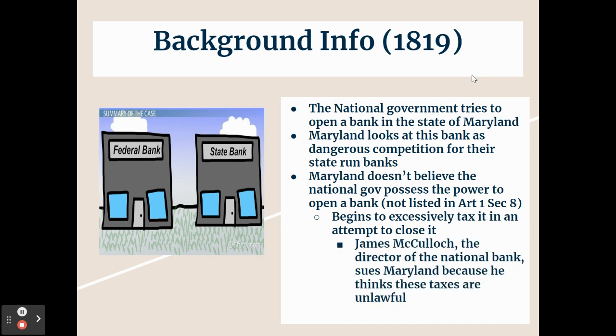James McCulloch is the director of the national bank, and he believes that the state of Maryland does not have the power to tax the national bank. So he actually sues, which is why it's McCulloch versus Maryland, against the state for their right to actually have taxes dropped on the national bank.